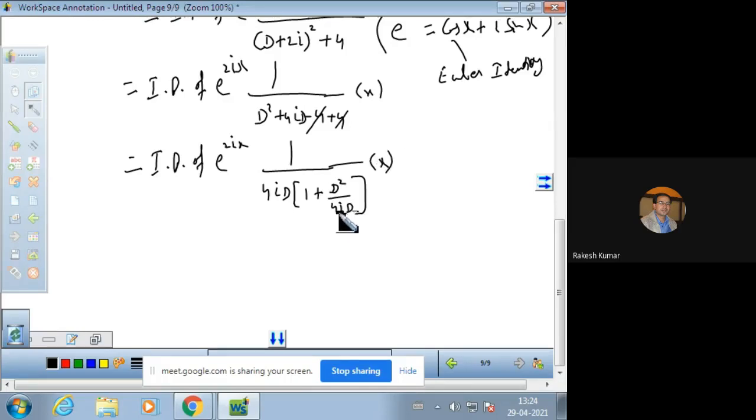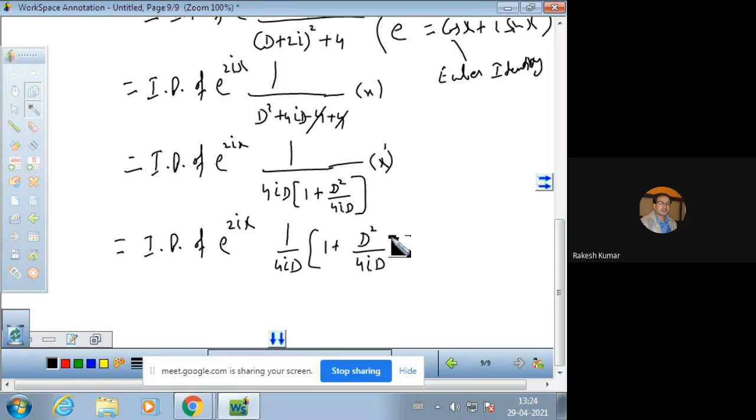आप बाइनोमियल थ्योरम तभी लगाएंगे जब अगर आपके पास पॉलिनोमियल टर्म बचा है. So this is a polynomial term of degree 1 because its power is 1. So imaginary part of e raised to power 2 iota x into 1 upon 4 iota d, and this term can be written 1 plus d square over 4 iota d whole inverse into x.